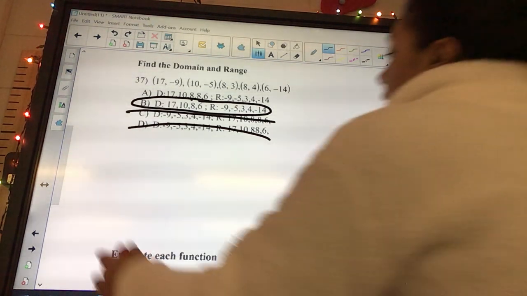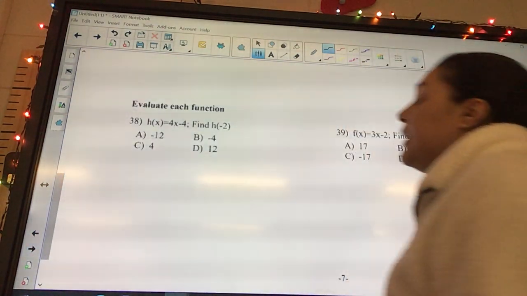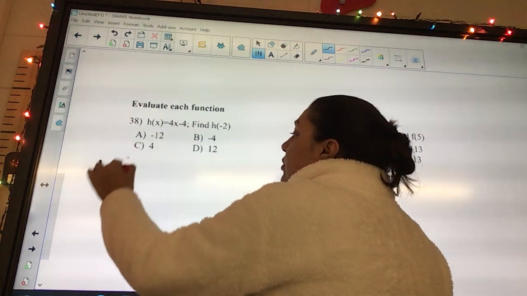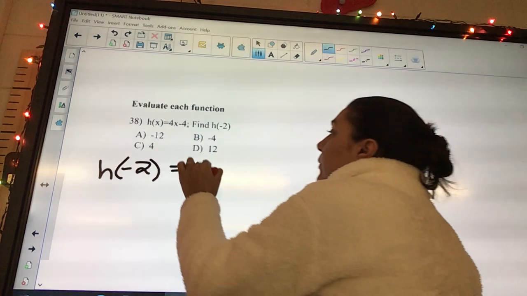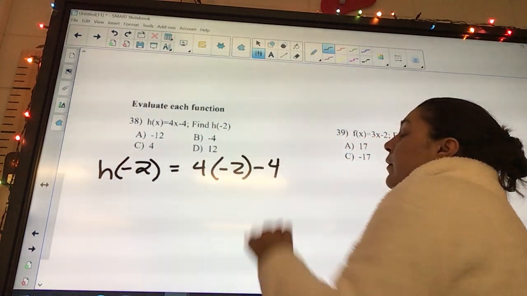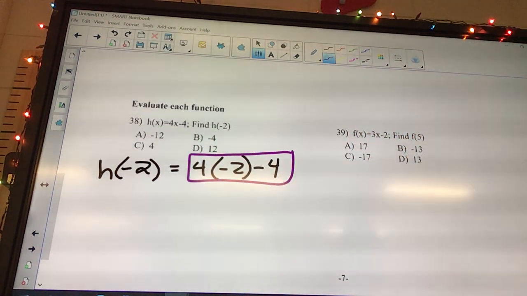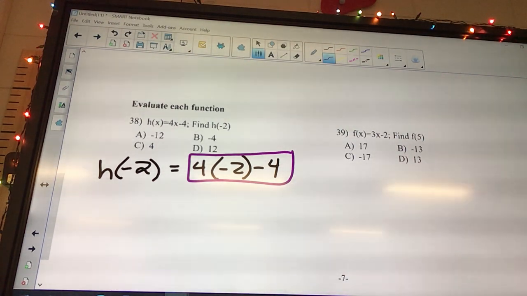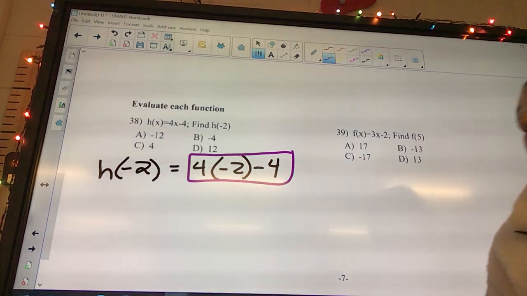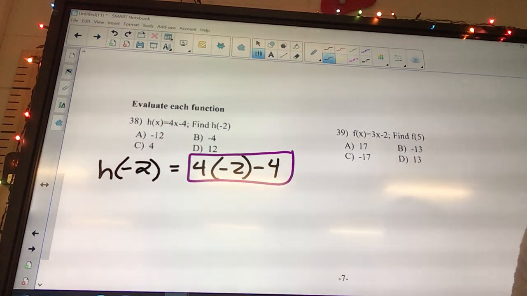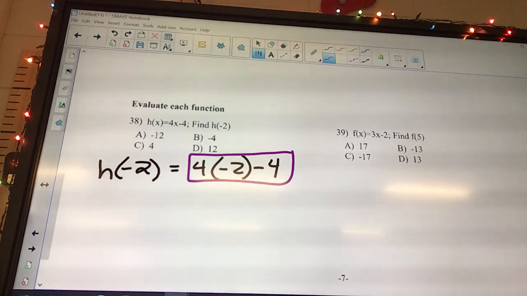Okay, evaluate each function. Okay, so everywhere there's an x, what are we plugging in? -2. So we got h of -2 equals 4 times -2 minus 4. Okay, so this is the part that we're plugging in the calculator. So what is 4 times -2 minus 4? Type it in your calculator, what do you get? You didn't type it in your calculator right now. Should be -12.